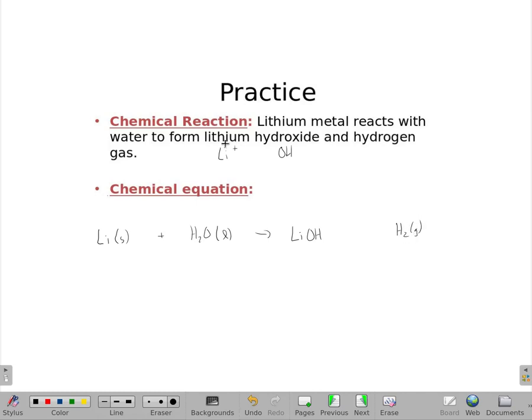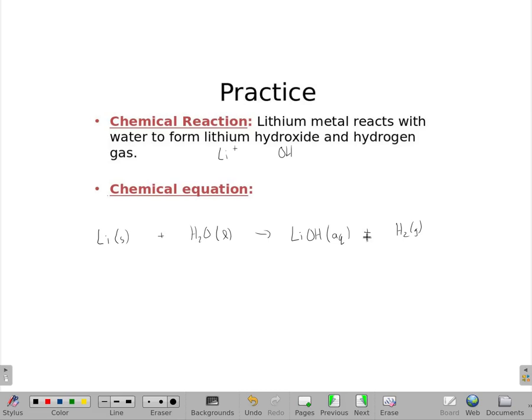Now, something that could have been beneficial here with lithium hydroxide: if you saw this on something like our test, I would actually say aqueous lithium hydroxide, because we're really not ready to tell you you have to predict what form lithium hydroxide would be in. But lithium hydroxide is an aqueous substance in this case. It's going to be dissolved in that water that's already in there.